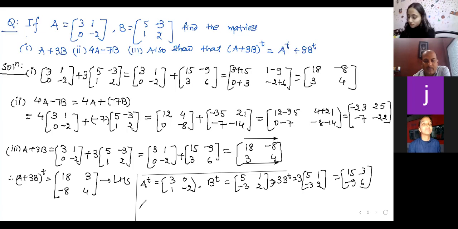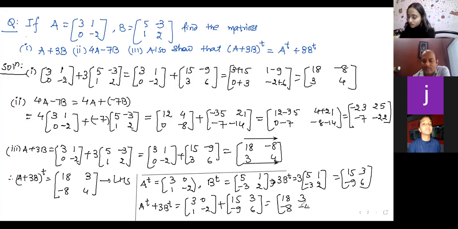And finally, I have to find the result, that is A transpose plus 3 times B transpose, which is equal to 3 0 1 minus 2 plus 15, 3 minus 9 and 6. And on addition, I'm getting 3 plus 15 is 18, 0 plus 3 is 3, 1 minus 9 is minus 8, and minus 2 plus 6 is plus 4, sorry, which is equal to RHS. So what I've got is that LHS is equal to RHS.